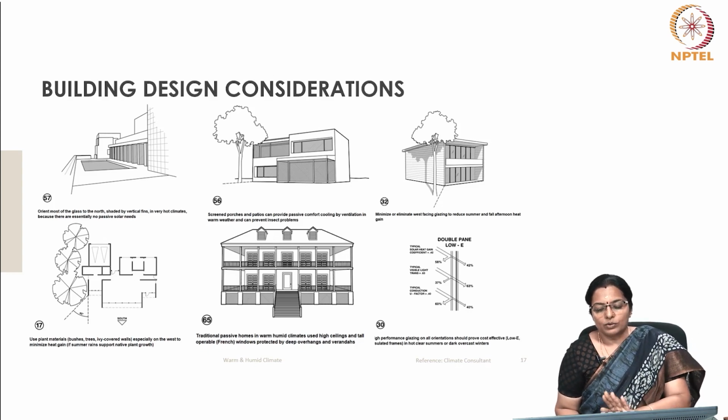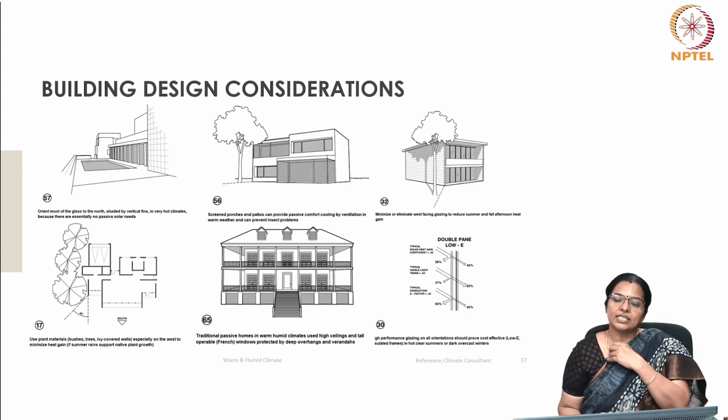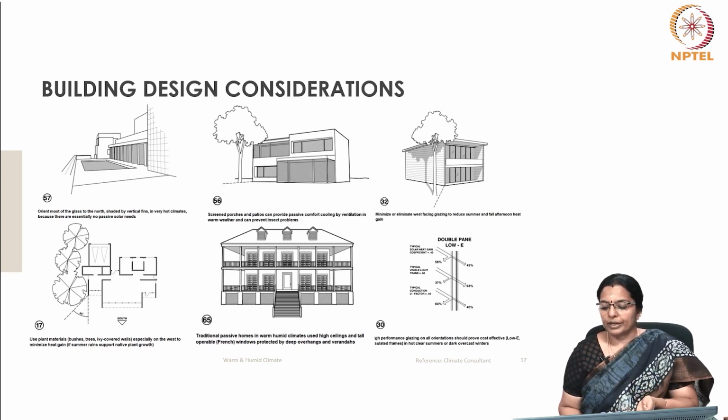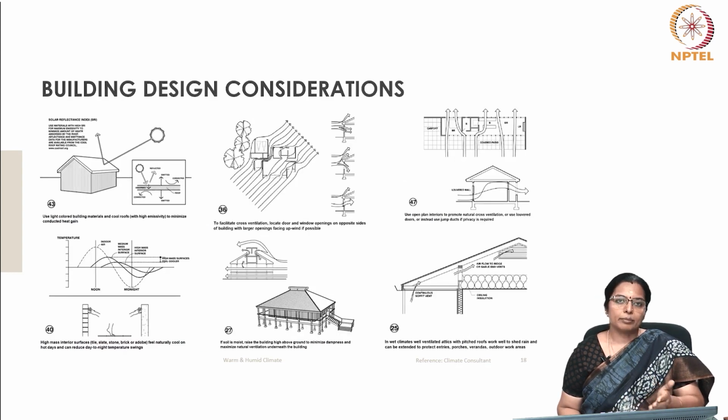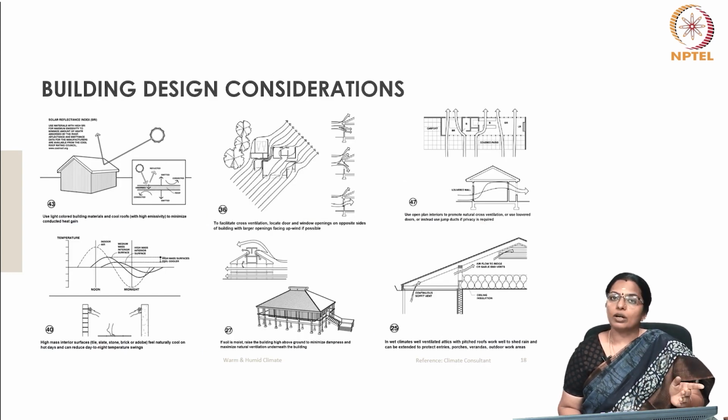Traditional passive homes in warm humid climate have high ceilings because hot air rises up and can escape if proper vents are provided. High performance glazing on all orientations should provide good protection from hot, clear summers. Light colored materials and roof must be used. Use of cool roofs is very important here. What are cool roofs? We will see later as a strategy.